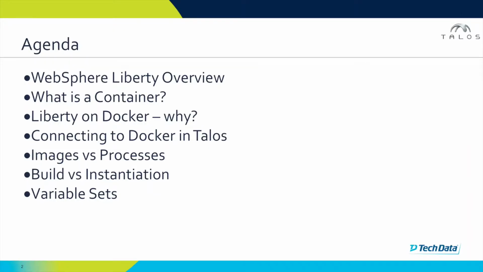So we're going to have an overview of what WebSphere Liberty is, what a container is, and why you might go about trying to put Liberty on a Docker container. We're going to see how you connect to Docker in Talos, and then look at Docker images and Docker processes, and the process of build and the process of instantiation. And then we're going to look at variable sets within Talos that are used when you build out and create instances of Docker containers.